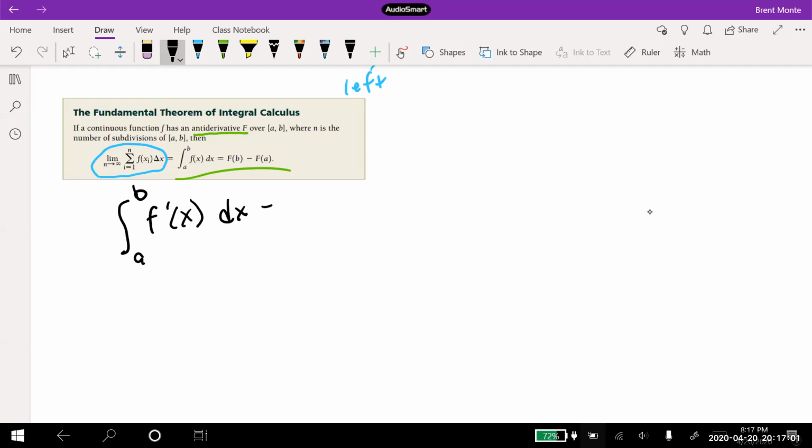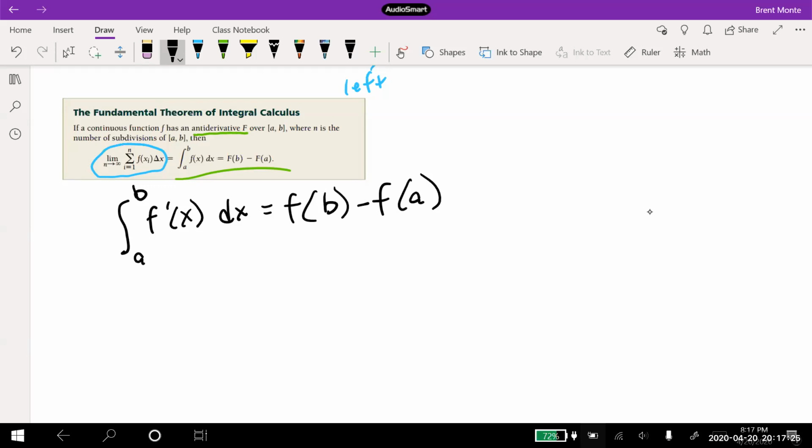And then if I take the antiderivative of that, well, we know the antiderivative of the derivative is just the function itself. I would evaluate it at b, and then I would evaluate it at a. So now I don't have to worry about what's capital F. If this one on the left is the integral of f prime, then I go back to the original function and then I plug in b and a.